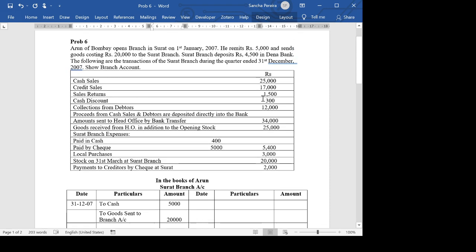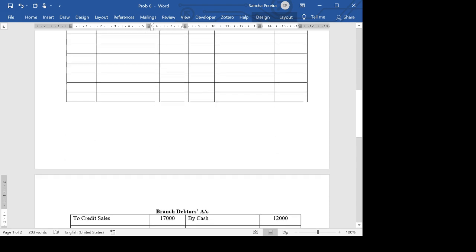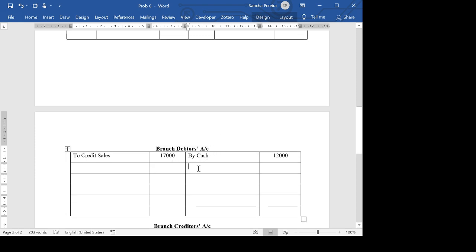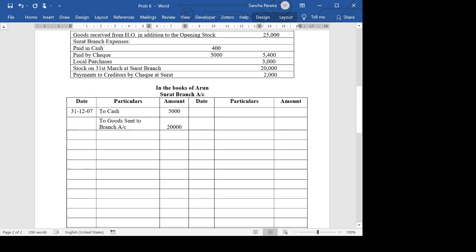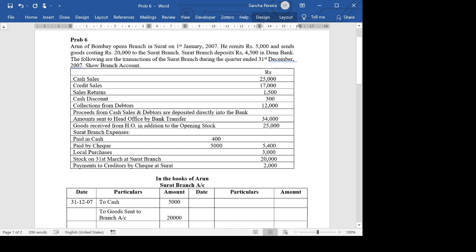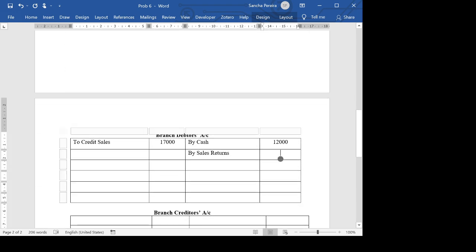Sales returns, again 1,500, this will be in the debtors account. By sales returns, the amount is 1,500.